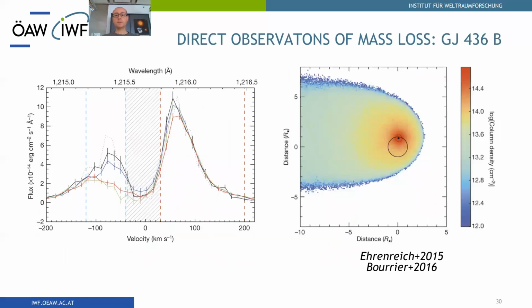The most spectacular Lyman alpha observation of atmospheric escape in exoplanets is definitely that of GJ436b, which shows an almost 50% absorption from the planet in the blue wing of the Lyman alpha line of the star. And it actually shows that the planet hosts a hydrogen corona around it that is significantly larger than the size of the star.